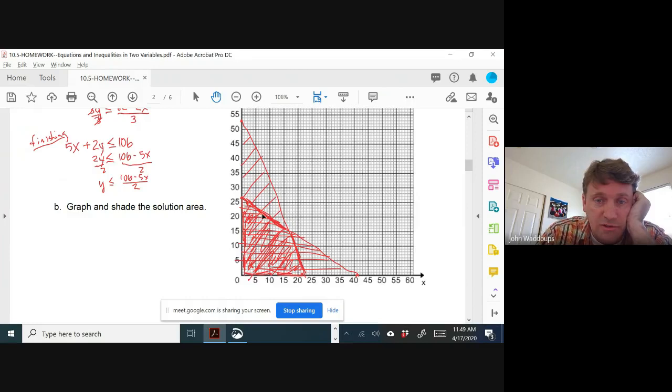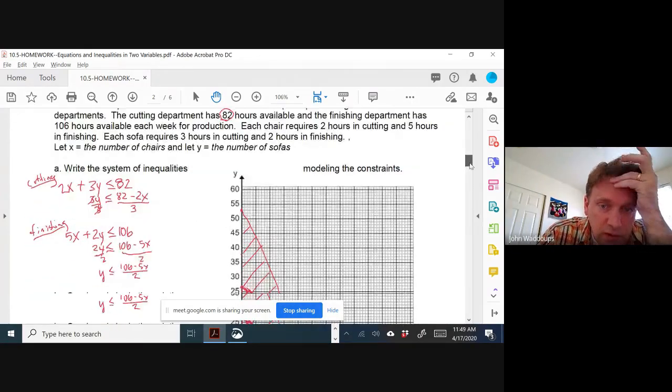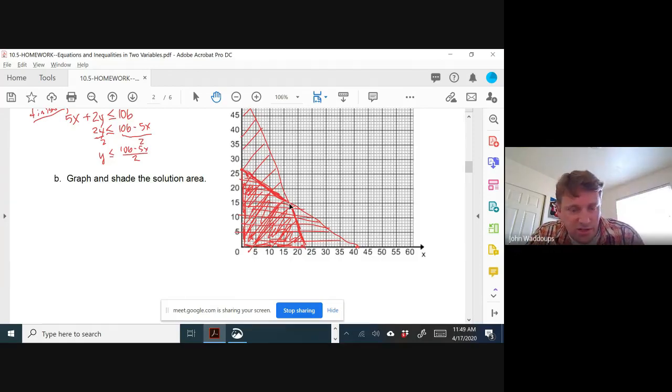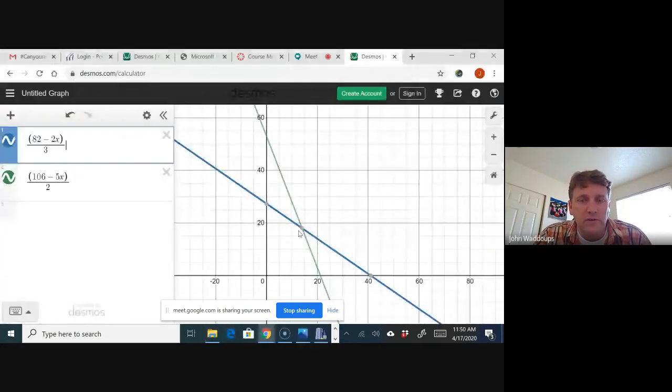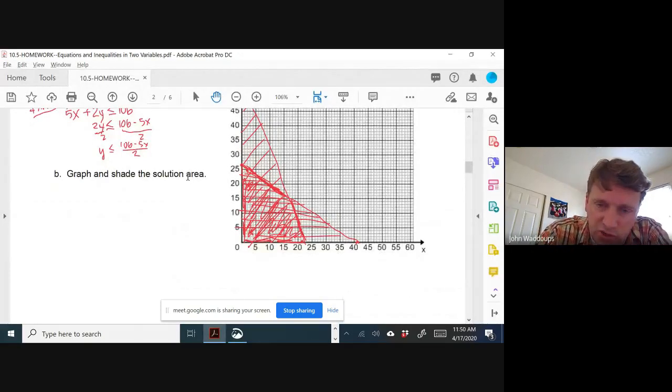So that part right there then is the area that determines the solutions for all of the above. Like I said before, you can test points to see, does it work? You can test points on the boundary as well as on the interior of those sections. This point where they intersect, not so clear on this graph, but if I go back to my Desmos, 14 and 18. I didn't mark this, and I should have. This is chairs, and this is sofas.